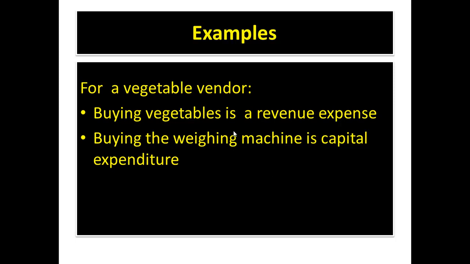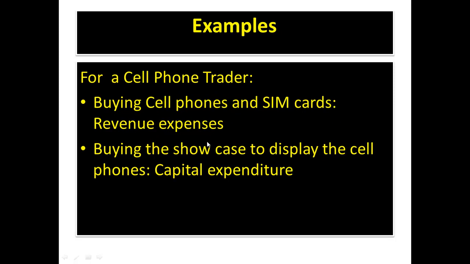For example, buying vegetables is a revenue expense for the vegetable vendor, but buying the weighing machine is a capital expenditure for the vendor, because the weighing machine will give him benefit for more than one accounting period. It is an asset, and the benefit of it will continue for more than 1 year. For a cell phone trader, buying cell phones and SIM cards is a revenue expense. Buying the showcase to display the cell phones is a capital expense.